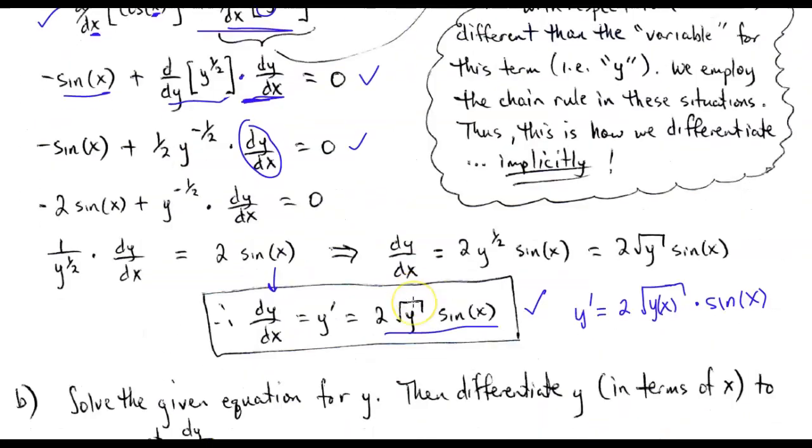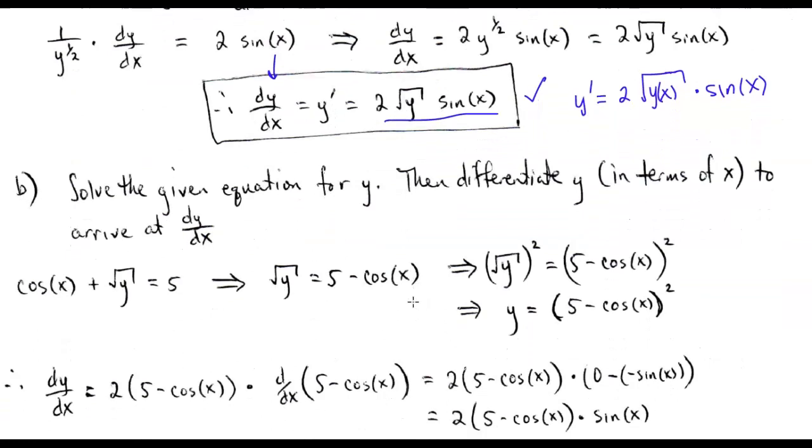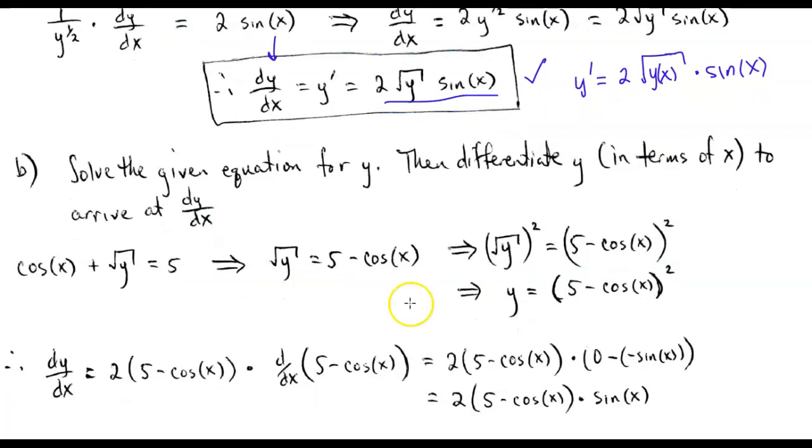Next, we're going to see how this works if we were to actually define our function as y in terms of x and then take the derivative of it. All I need to do is solve for y. So I subtract cosine x from both sides, and then I square both sides. From here, I see that y is just 5 minus cosine x quantity squared. So y is defined strictly in terms of x here.